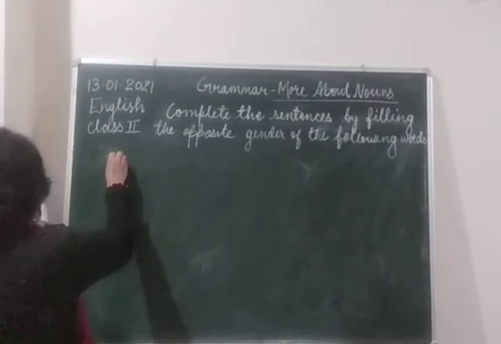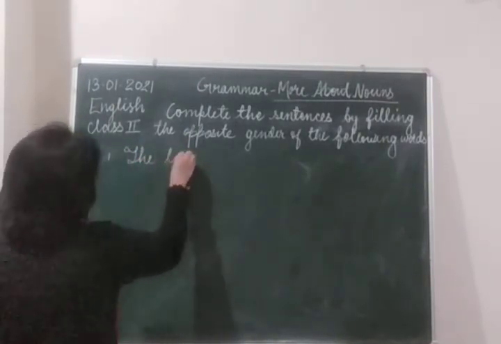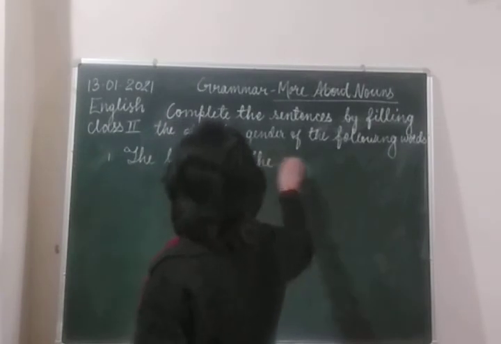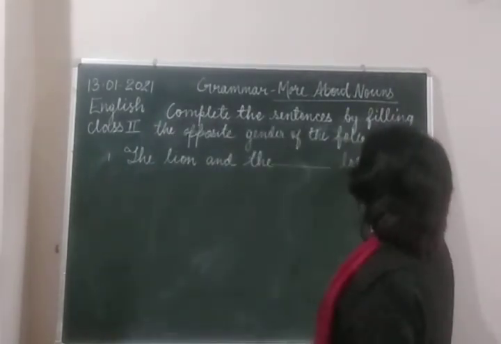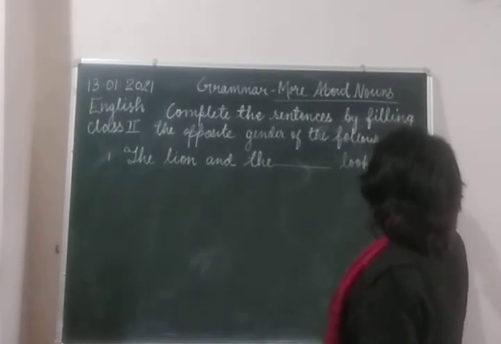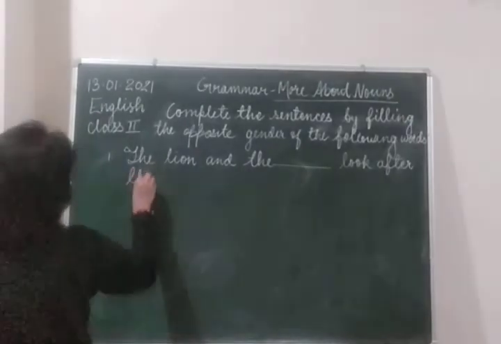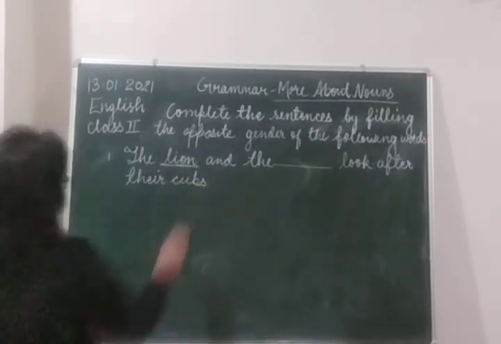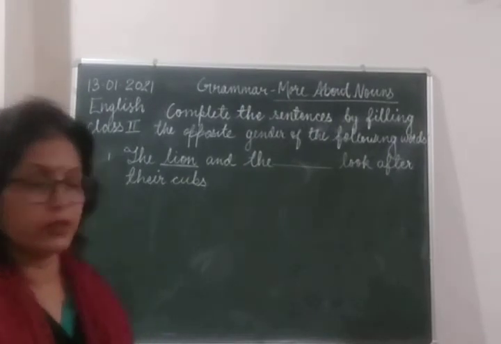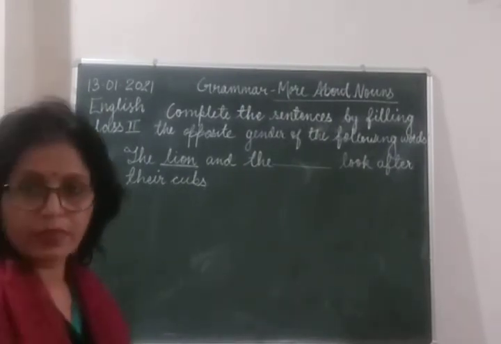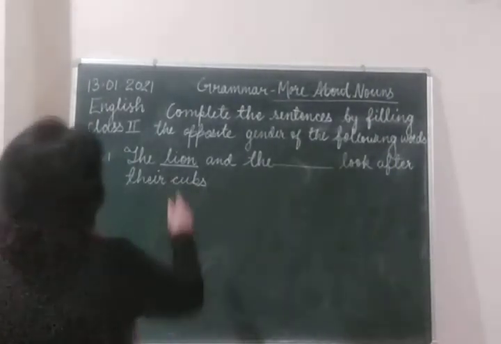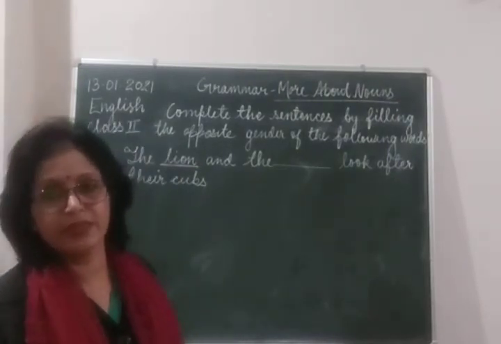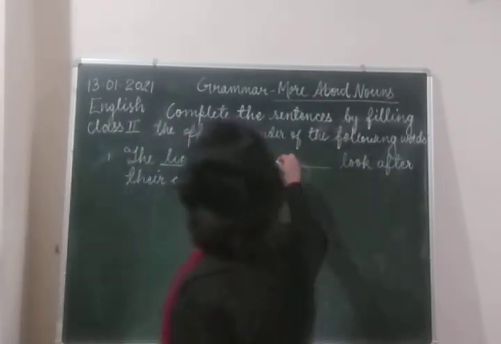First one. The lion and the dash look after their cubs. The underlined word is lion. The lion and the dash look after the cubs. Now the underlined word is lion, so you have to write the opposite gender of lion. What is the opposite gender of lion? It is lioness.